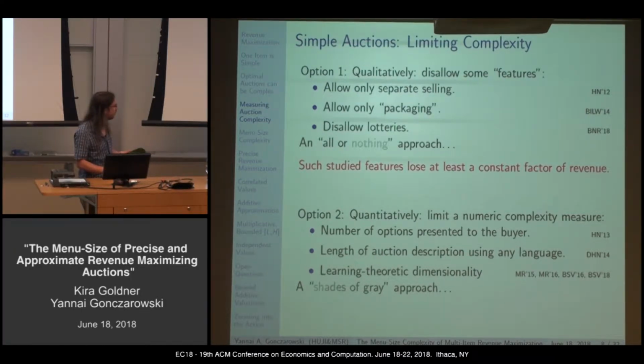Other things that have popped up are learning theoretic dimensionality. There's a lot of work by Jamie Morgenstern and Tim Roughgarden on pseudo dimension, and by Nina Balcan et al. on Rademacher complexity, etc., with Tuomas Sandholm and Ellen Vitercik. And this is kind of a shades of gray approach, in the sense that if you allow a very, very large complexity, you're probably going to get a lot of revenue. If you limit it, then you're probably going to get some revenue. And this talk is going to be about that. This tutorial is specifically going to be about the number of options presented to the buyer.